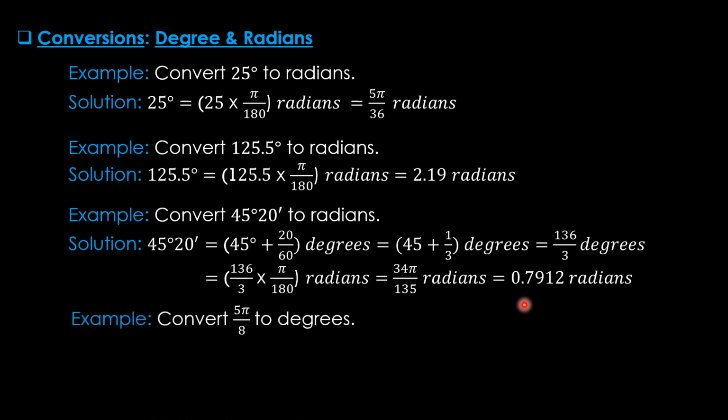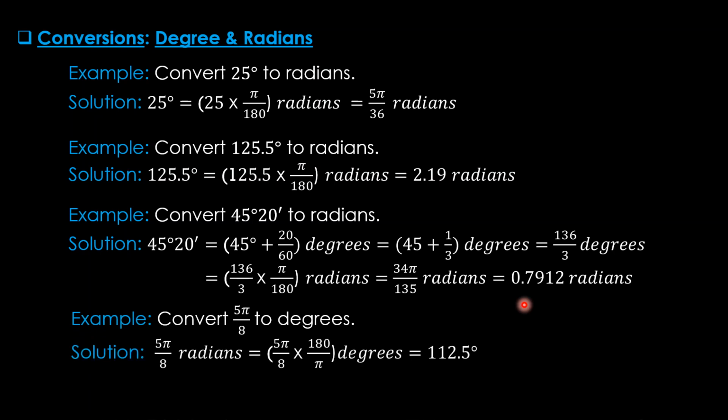Convert 5 pi over 8 to degrees. 5 pi over 8 radians means we multiply radians by 180 over pi to find degrees. So that's how we get 112.5 degrees. Let's move on.